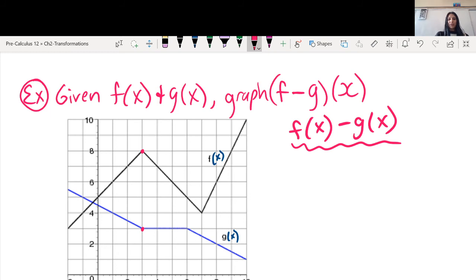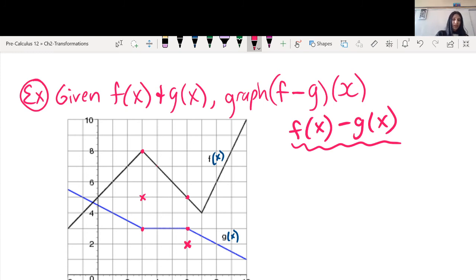So I'm just going to show you an example. For this first point here, I'm just doing 8 minus 3, which is 5. So I'm going to put an x there to show you that is actually a point on our new graph, f of x minus g of x. I could do the same thing here. Here's my point at 5. Here's another one at 3. So when I do f of x minus g of x, it would be 5 minus 3, which is 2. So my new point is down here.